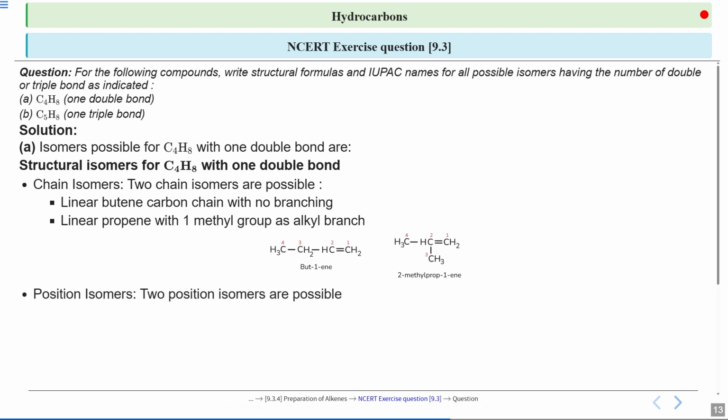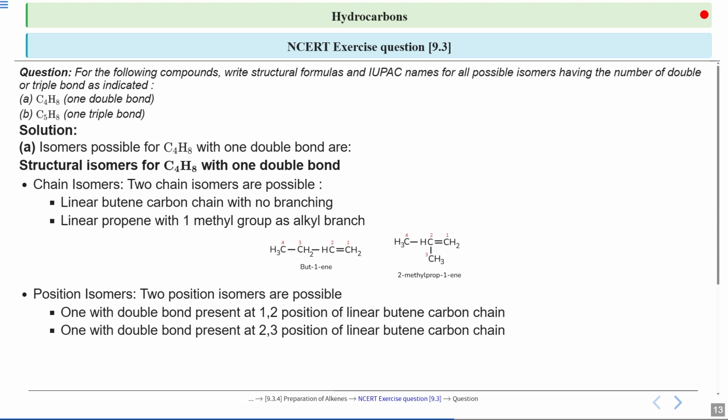Because they have a variation in their chain length, they can be classified under chain isomers. Now, next, we can derive some position isomers from these given chain isomers. So, in that perspective, 2 position isomers are possible. One with the double bond present between the 1 and 2 position of linear butene. So, we are talking about linear butene. And the second one with the double bond at position 2 and 3 of the linear butene carbon chain.